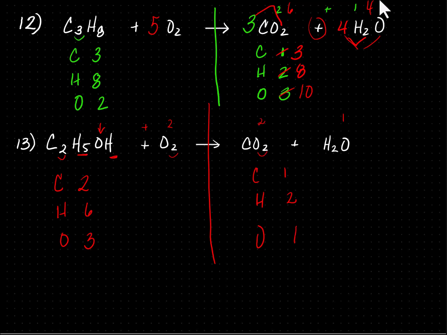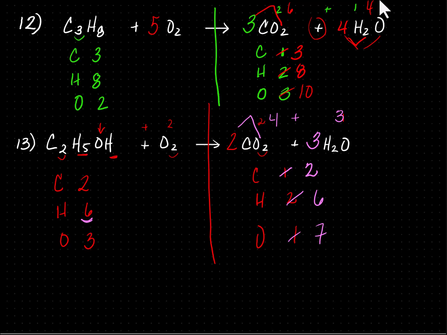We know that we need 2 carbons, so I'm going to put a 2 in front of CO2. When I put a 2 in front of CO2, that is 2 carbons. Now I want to balance the hydrogen. I have 6 hydrogens, so if I put a 3 here, I'm going to have 6 hydrogens. So if I count my oxygen, this is 2 times 2, which will give you 4 oxygen, plus 3 from here, which is 7 total oxygen. So I need 7 on the left side.